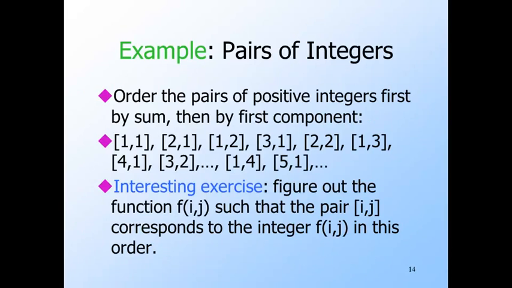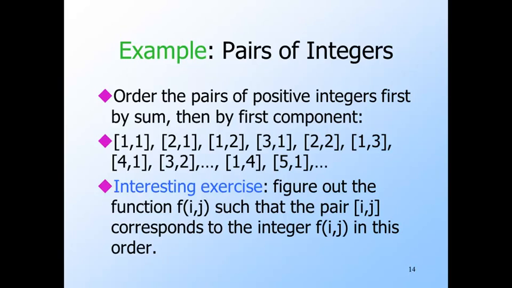A rather surprising point is that pairs of integers can be put in one-to-one correspondence with the integers themselves. A simple way to see this is to explain an ordering of the pairs as first pair, second pair, and so on. The ordering we want is first by sum, and then for pairs with the same sum by first component.